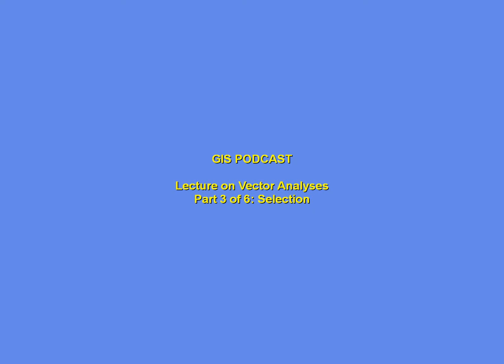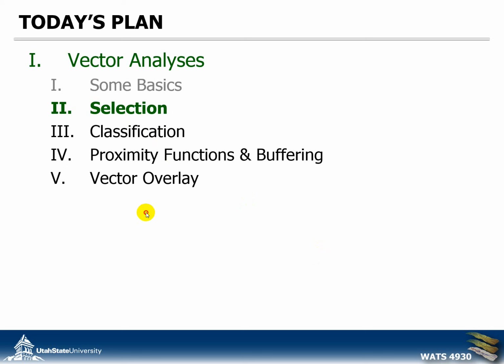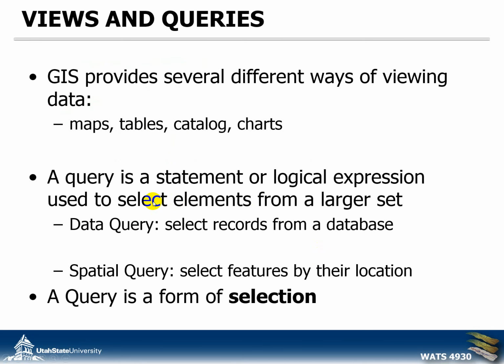So people are often surprised that when we're talking about vector analyses, something as simple as selection is considered an analysis. When we're in ArcGIS in particular, or in any GIS, the ability to do different views of the same data and queries is critical. So GIS provides a lot of different ways that you can view data.